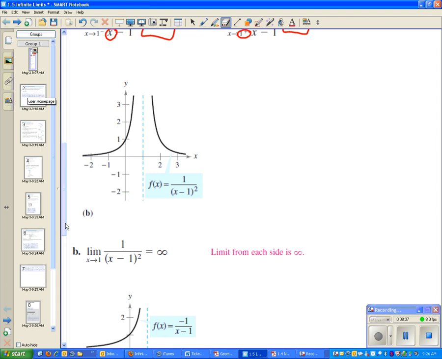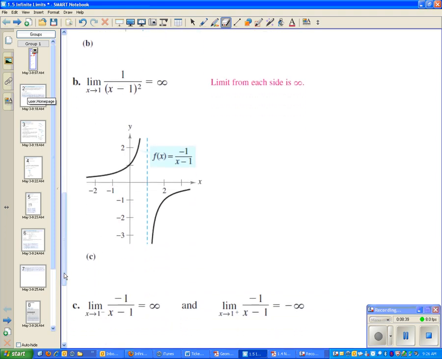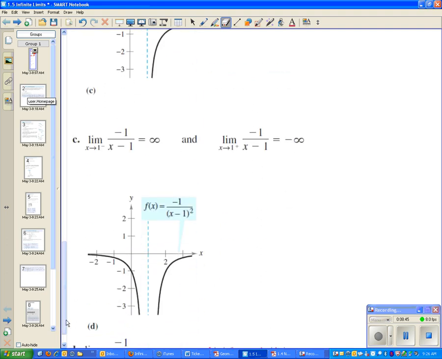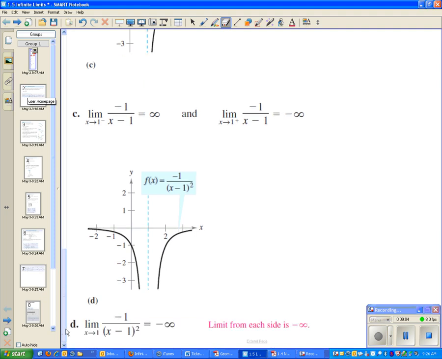Okay, we could have this situation again where it goes to infinity from one side, negative infinity from the other, or we could have negative infinity from both sides. So any of these things can happen. And how do you know which one is happening? By finding the limit as x approaches c from the left, find the limit as x approaches c from the right, and see what you get. Okay? Questions?